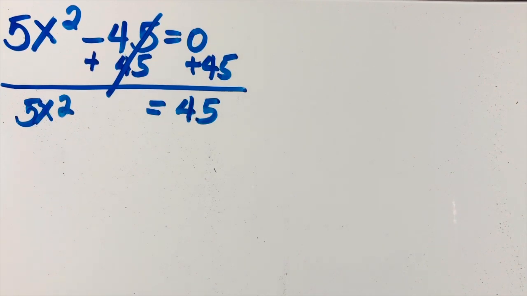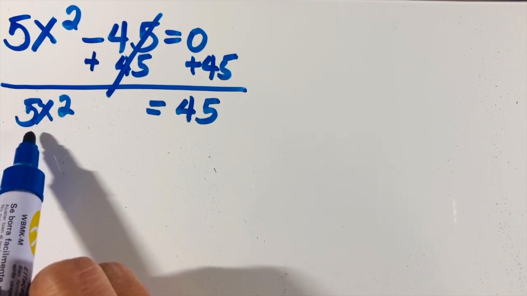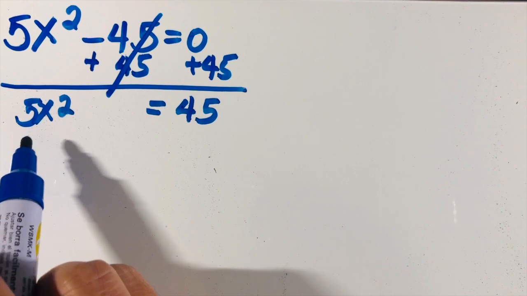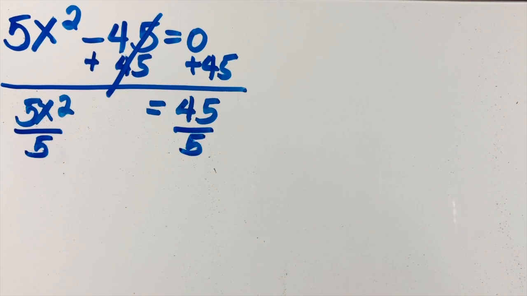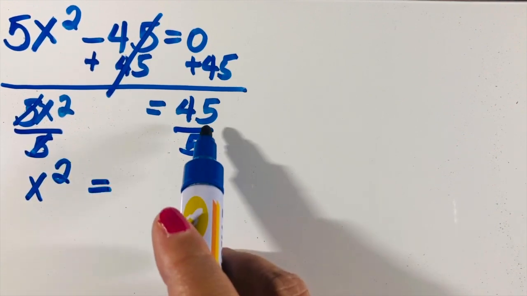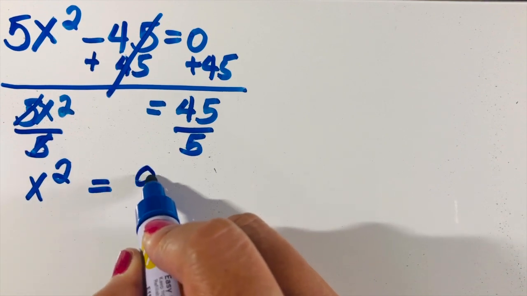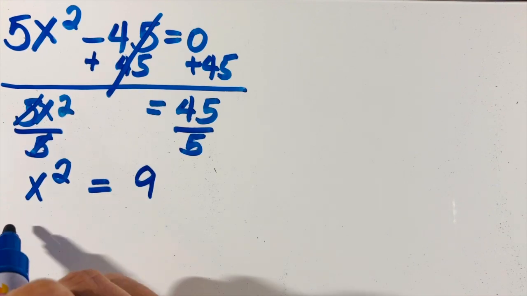According to step number 2, make sure that the coefficient of x squared is 1 before taking the square root of both sides. Then, what do we do with 5x squared? We need to make the coefficient of x squared equal to 1. So, divide both sides by 5. What is 5 divided by 5? That is 1. So this will be x squared is equal to, what is 45 divided by 5? That is 9. Then, step number 3, take the square roots of both sides, but don't forget the plus and minus sign.